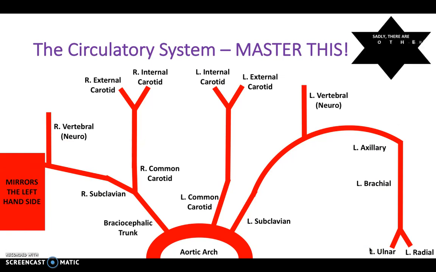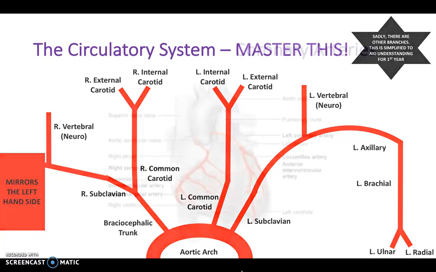Now, don't be fooled into thinking these are the only branches. They're not. This is a simplified diagram to allow you a basic understanding of where the blood goes when it comes out of the heart. So it's either going to go up these 3 branches here, or it's going to continue down through the abdominal aorta to supply the rest of the abdomen.